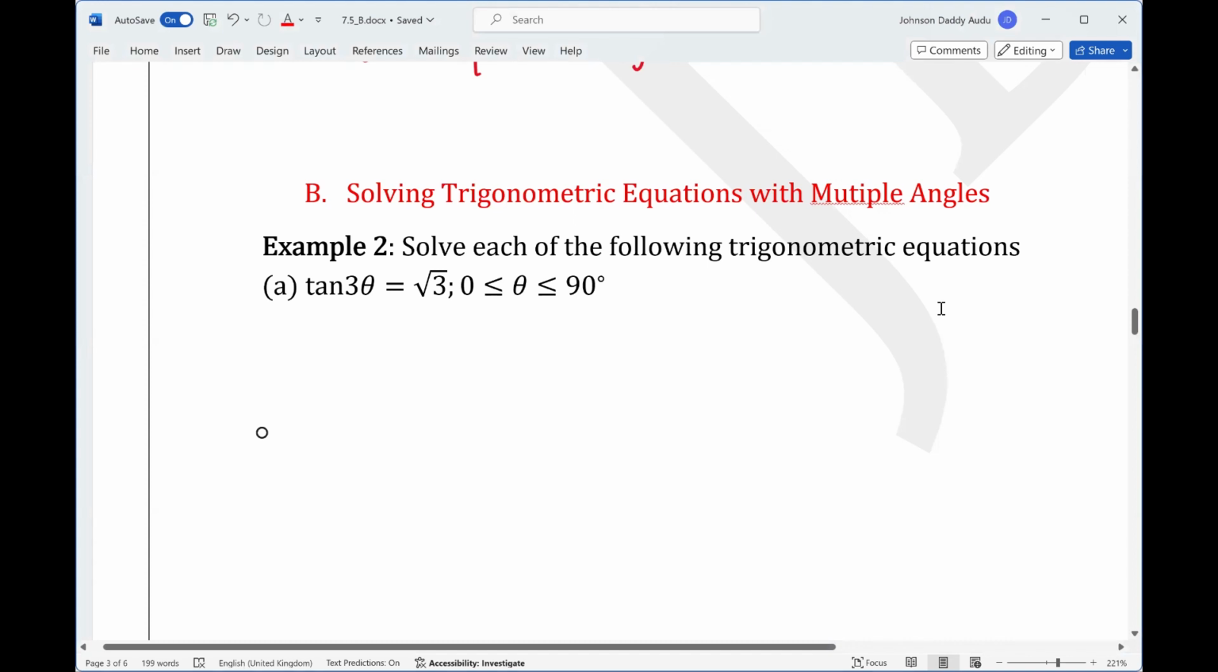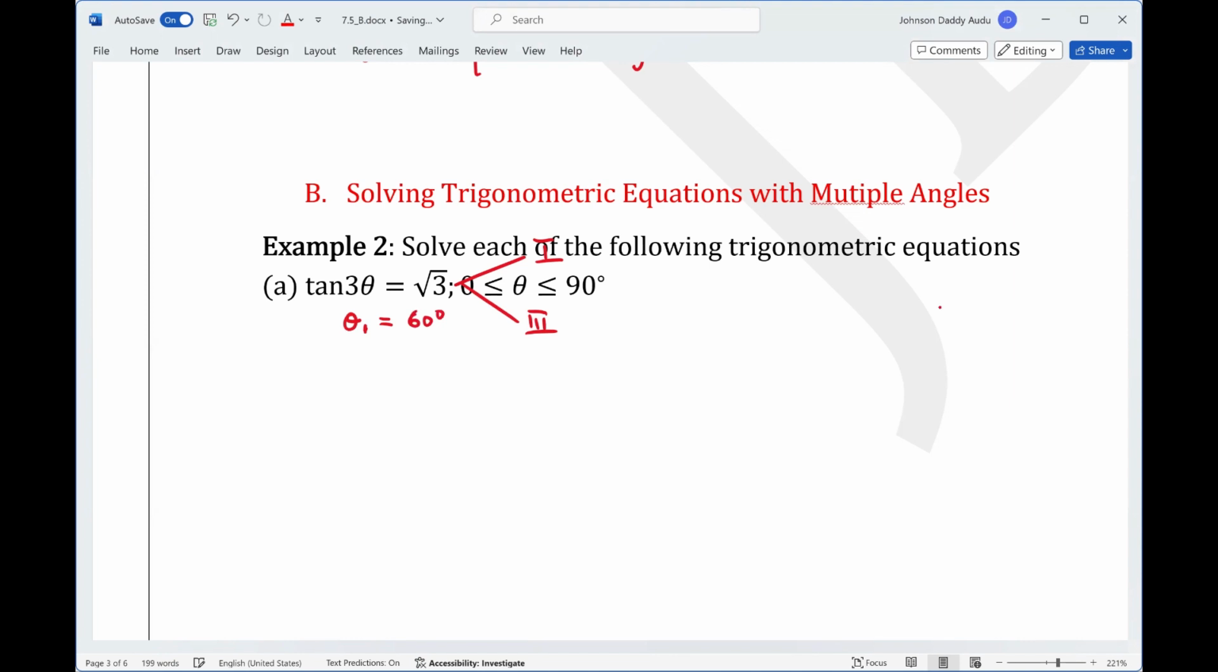There's not much difference. We know that we are either in the first or in the third quadrant, right? But find our reference angle. So what is the reference angle? Our theta star is still nothing but 60 degrees, because tan 60 is √3.